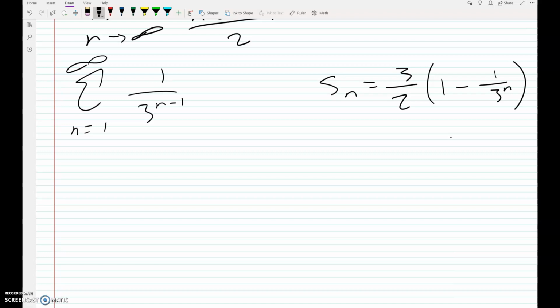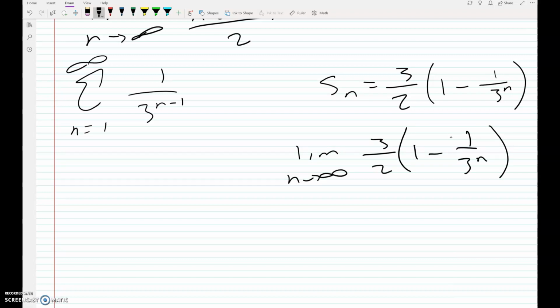Okay, so let's take the limit as n approaches infinity of 3 halves times 1 minus 1 over 3 to the n. As n approaches infinity, this term approaches 0, so this will just be equal to 3 halves. Does that mean our series converges? It does, right? The limit of the nth partial sum as n approaches infinity is equal to a finite number. That means our series converges.